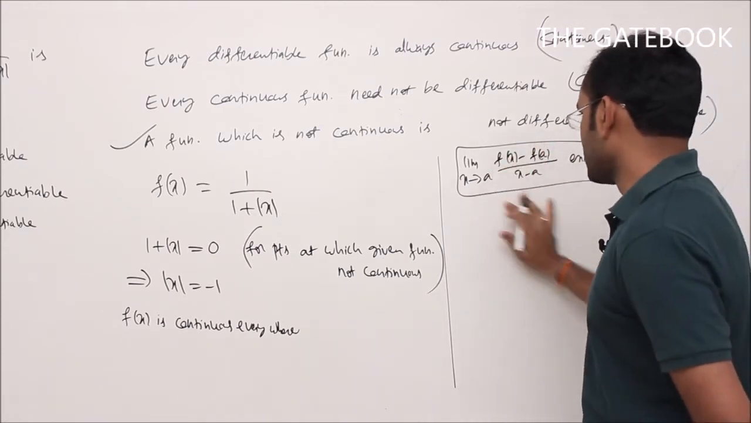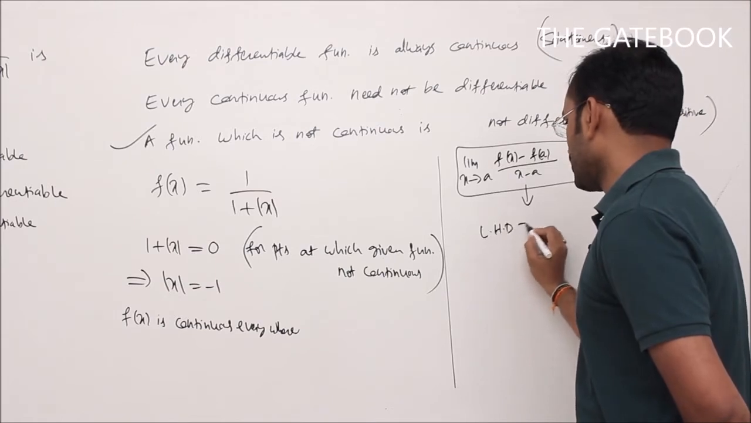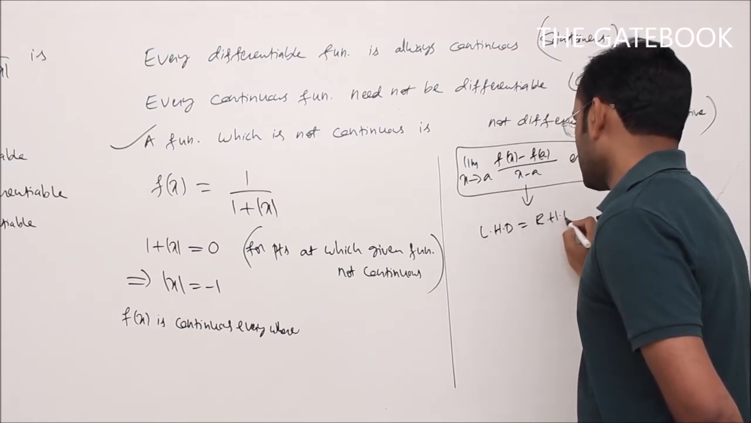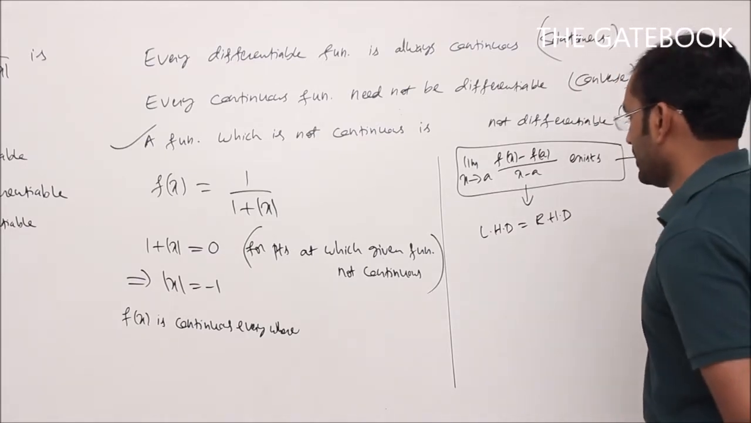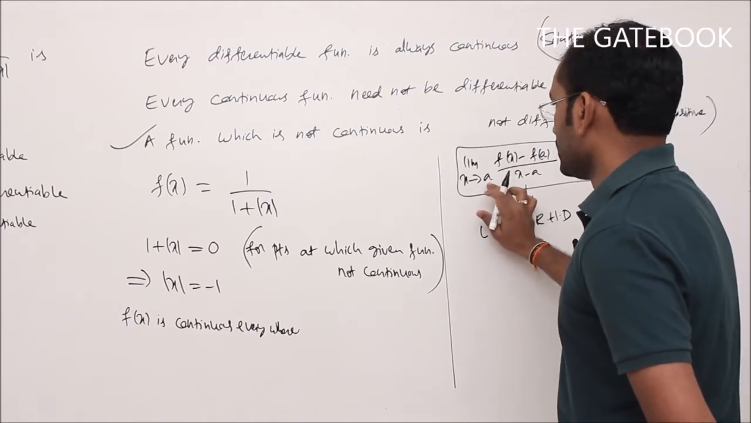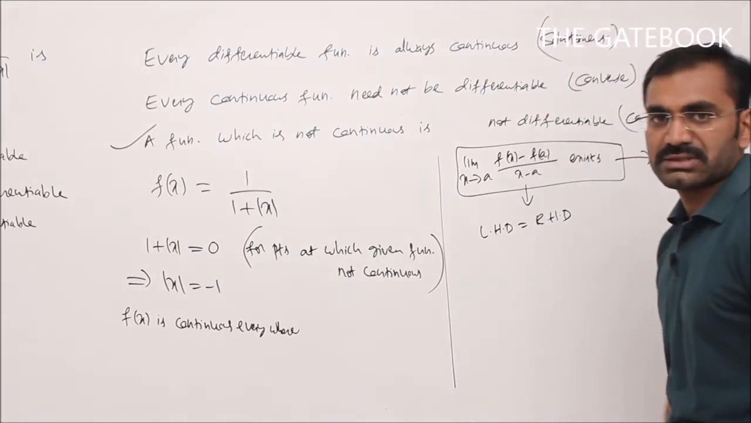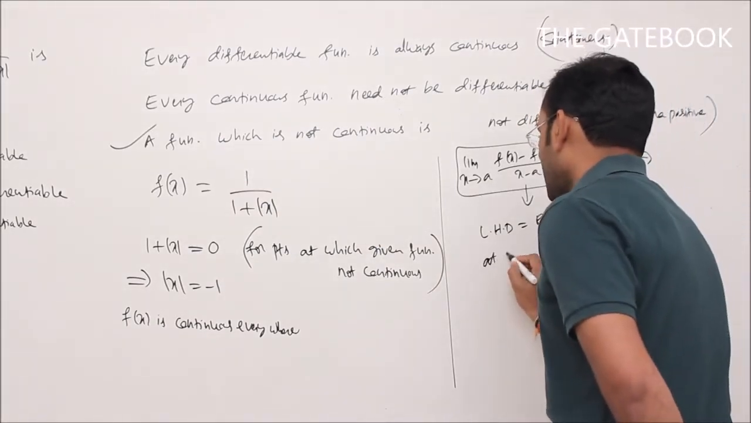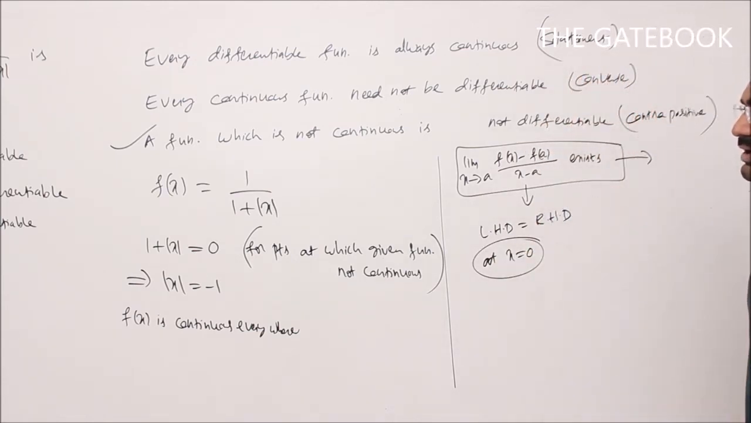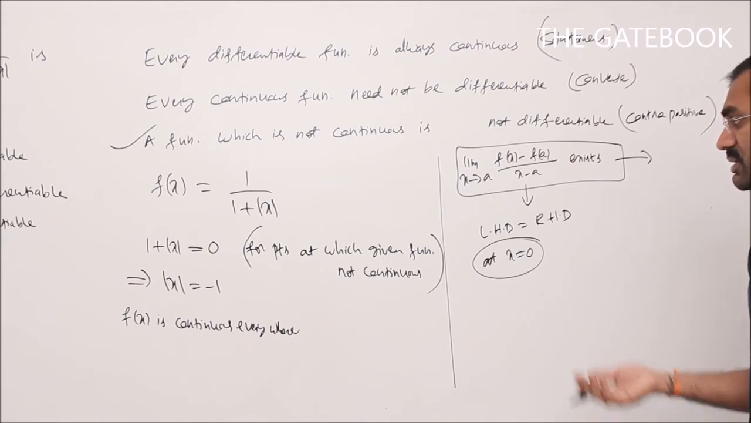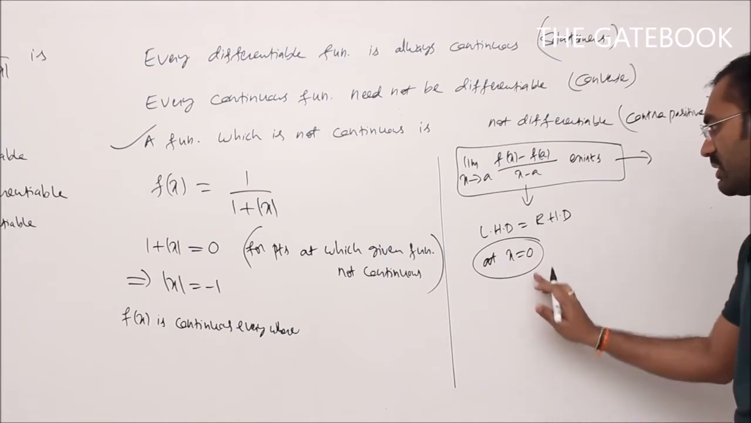Now, this limit exists if and only if the left hand derivative is equal to the right hand derivative. LHD is equal to RHD, then only the limit exists. Here we have to go for a critical point. The critical point of the given function is x is 0. So I will check at x is equal to 0. At the remaining points, it is always differentiable as well as continuous. It is enough to check only at critical points.